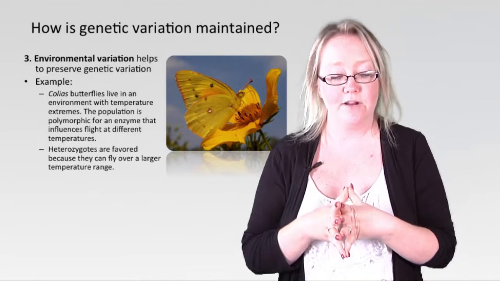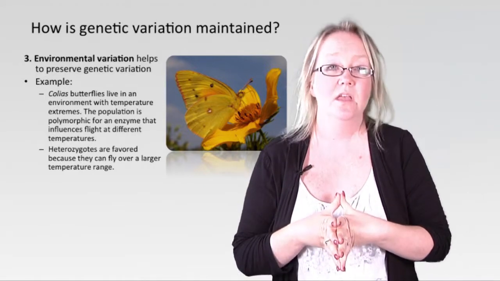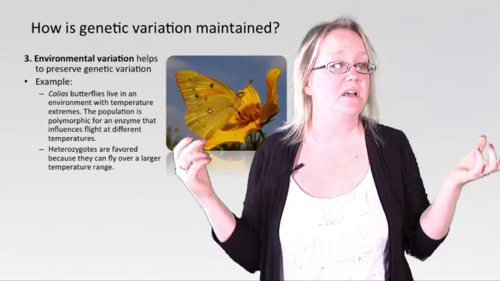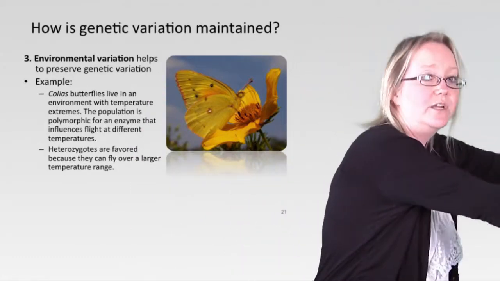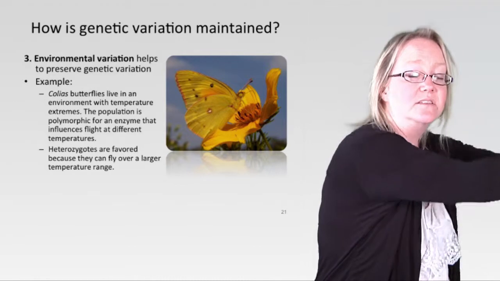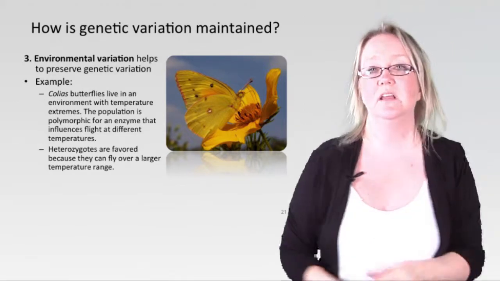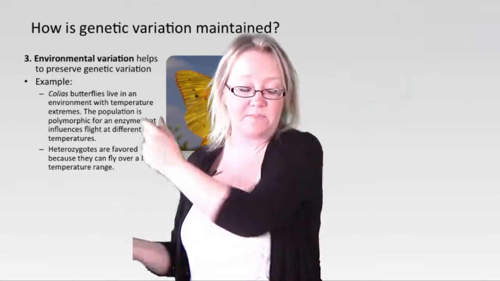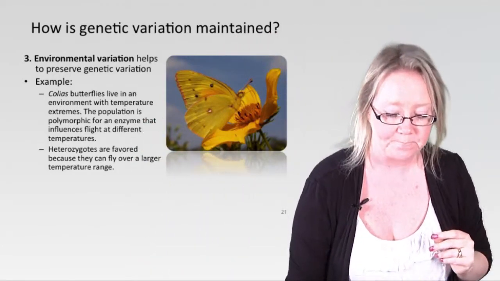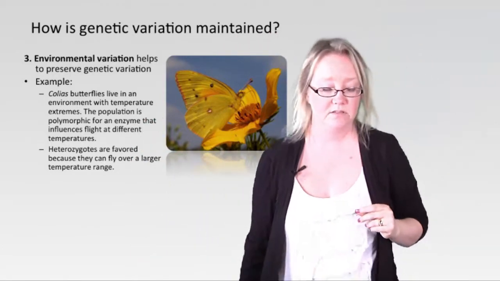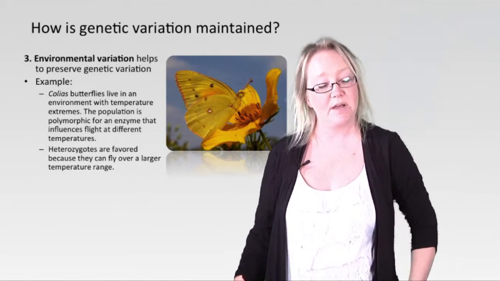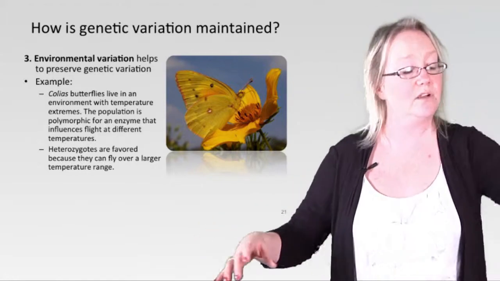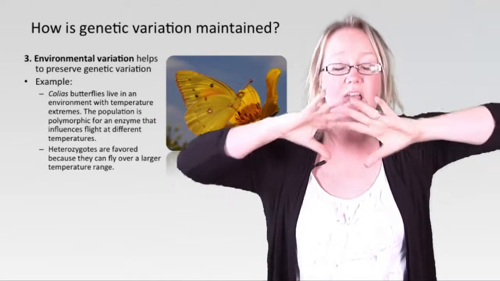Thirdly, we look at environmental variation. Different environments create genetic variation because certain organisms over here are going to keep alleles that adapt them to this type of environment. Certain organisms over here are going to maintain alleles that adapt them to this type of environment. For example, we have some Colias butterflies here. They live in an environment with temperature extremes, so we have really cold, really hot, things like that.